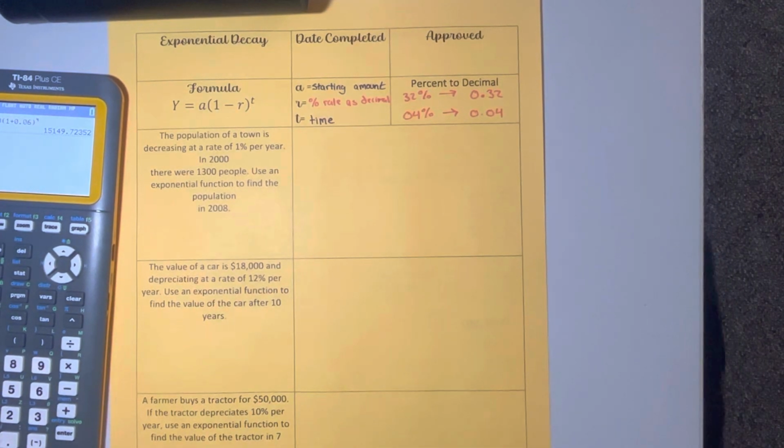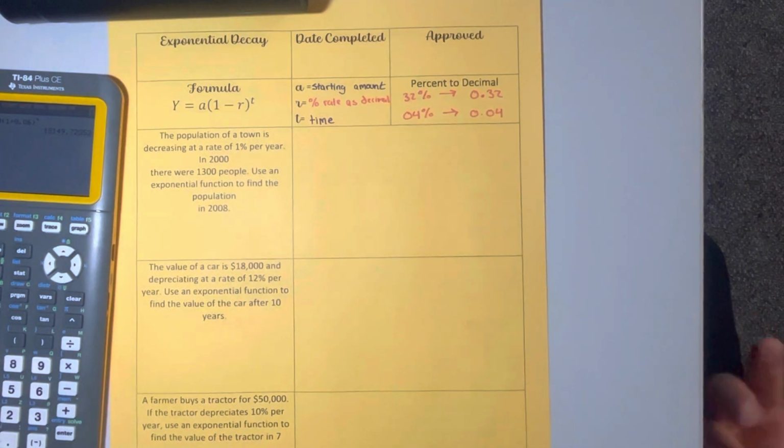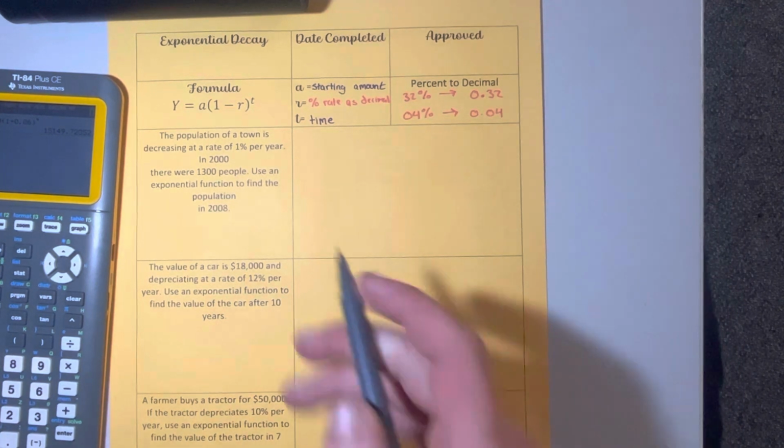The population of a town is decreasing at a rate of 1% per year. That decreasing is the key word telling us this is decay, not growth. Increasing, things are getting bigger, that's growth. Decreasing, it's going down, that's decay. In 2000, there were 1,300 people. Use an exponential function to find the population in 2008.